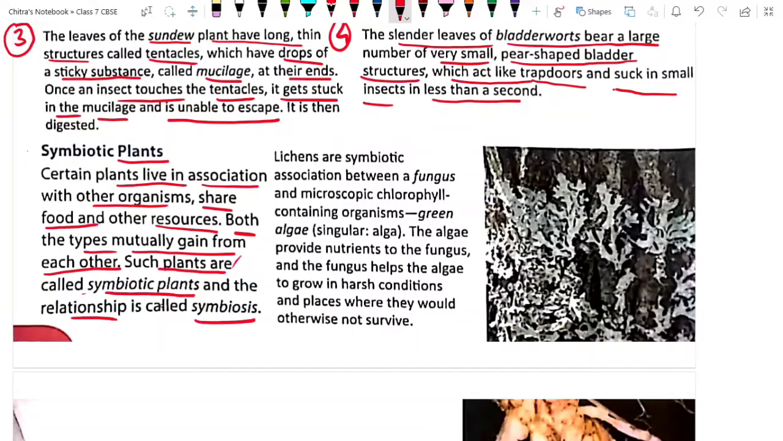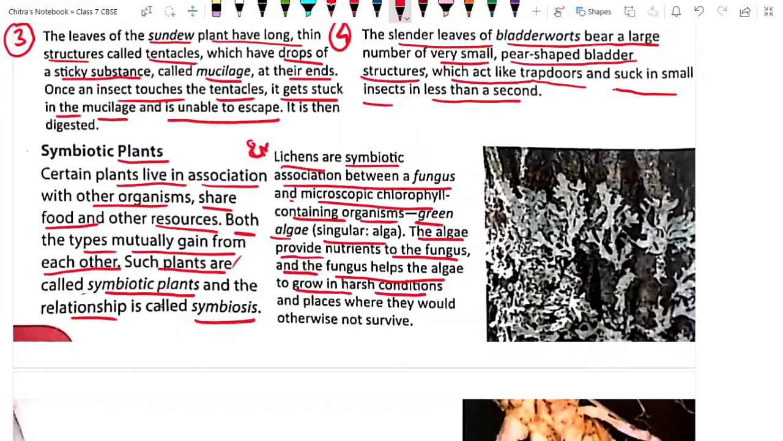Here we have an example. Lichens are a symbiotic association between a fungus and a microscopic chlorophyll-containing organism, and that's why they appear green, like algae. The singular of algae is alga. See, algae is the plural form and the singular form is alga. The algae provide nutrition to the fungus, and the fungus helps the algae to grow in harsh conditions.